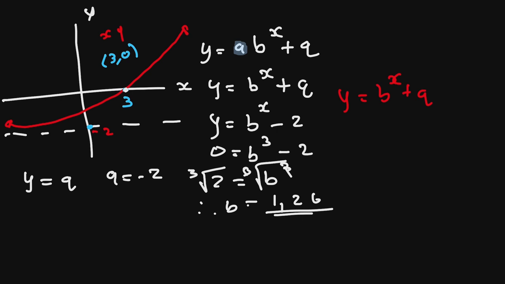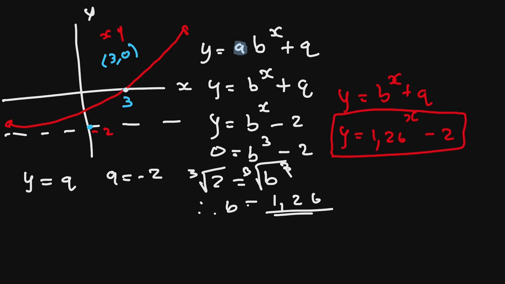So now we can just substitute: y equals the value of b, 1.26, all to the power of x. And lastly, the value of q is -2. So this is how you find the equation of the function. Like any other function, we also need to know how to find the domain and the range.